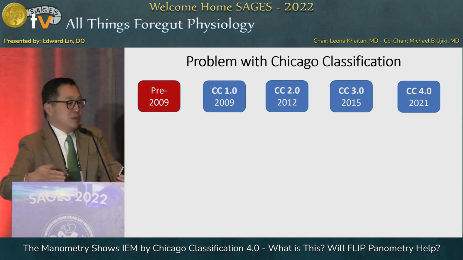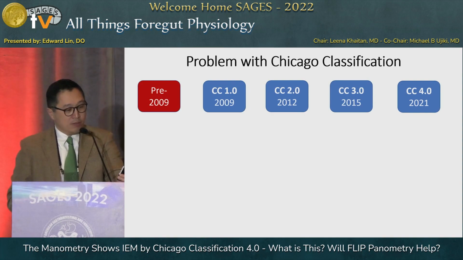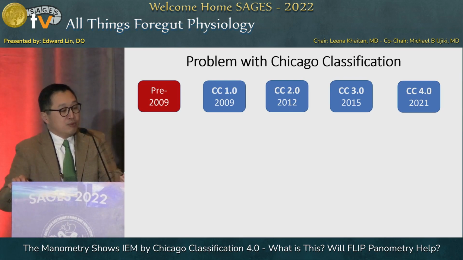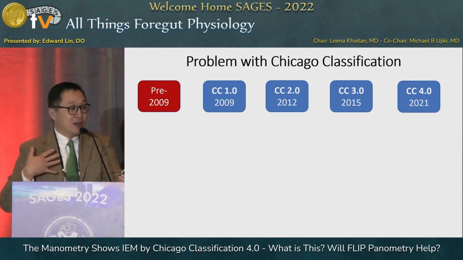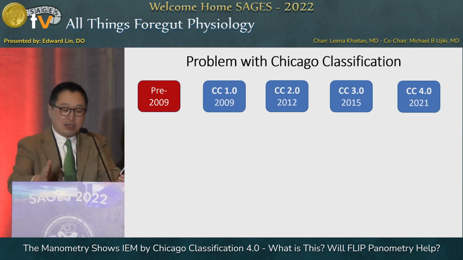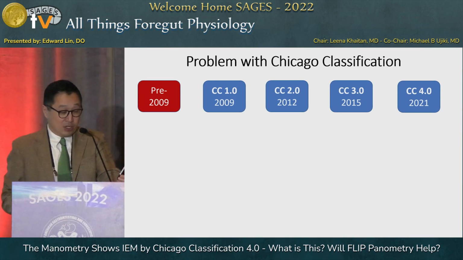There are some problems with using this Chicago classification. This is just a little bit editorial from my end as well. First, the pointer's not working, but that's okay. First is pre-2009, and that's the era that I grew up with. That's why most of us, the era that we grew up with, this Chicago classification 1, 2, 3, and 4, which came out January 2021.